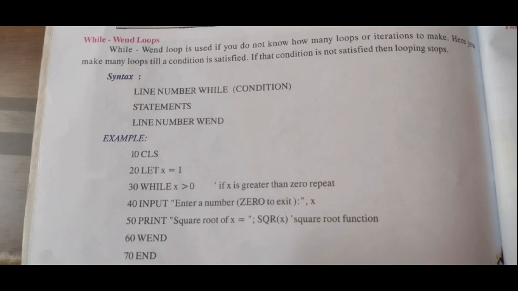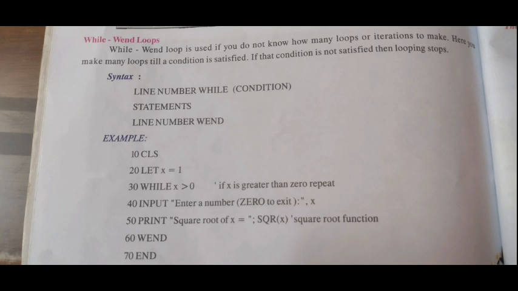10 CLS, you know CLS stands for clear screen. Let x equal to 1. We start with 1. While x is greater than 0, we have to find the square root of x. Can you find a function called square root of x? Yes, square root of x.